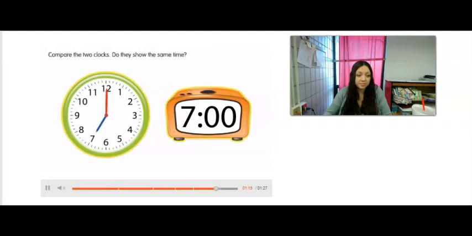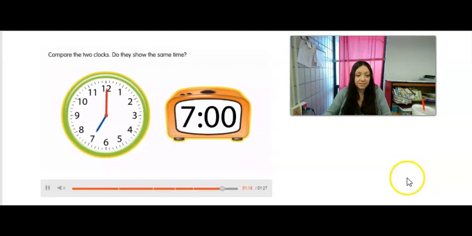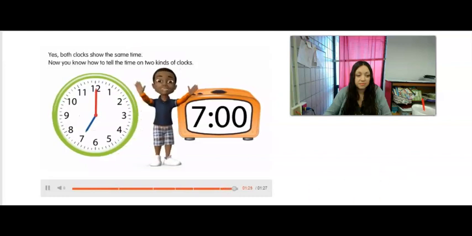Compare the 2 clocks. Do they show the same time? Select your answer. Yes. Yes, both clocks show the same time. Now you know how to tell the time on 2 kinds of clocks.